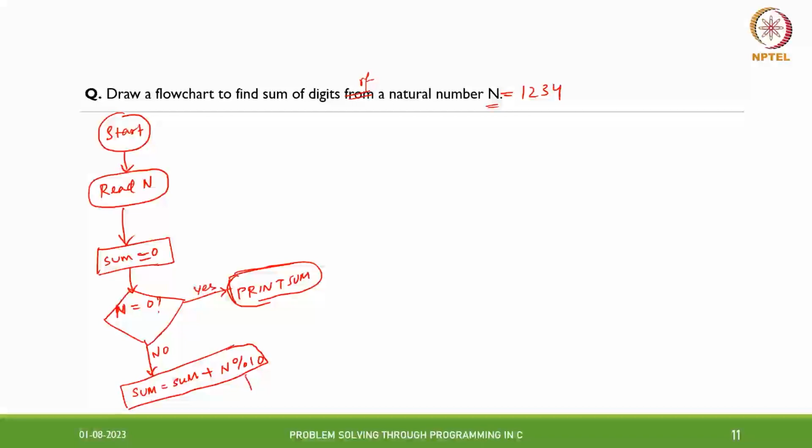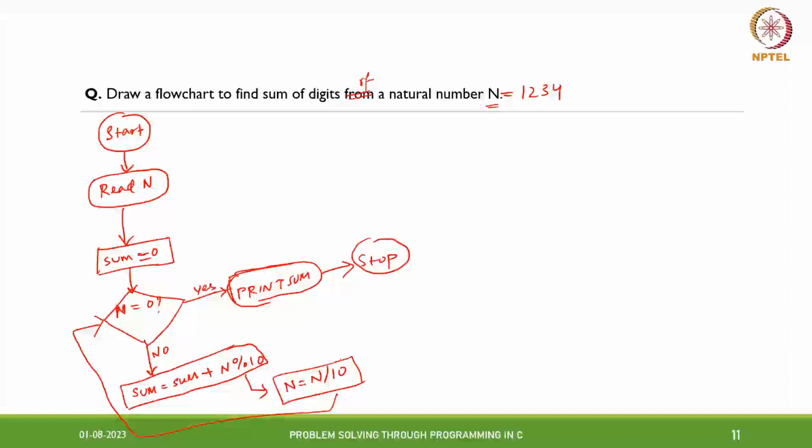After this, what do we do? We divide n by 10, right? If you remember what happened in the reverse of the integer program. So we divide n by 10, and then we are done here for this particular loop. We go and join back here. And once this is done, just print and stop.